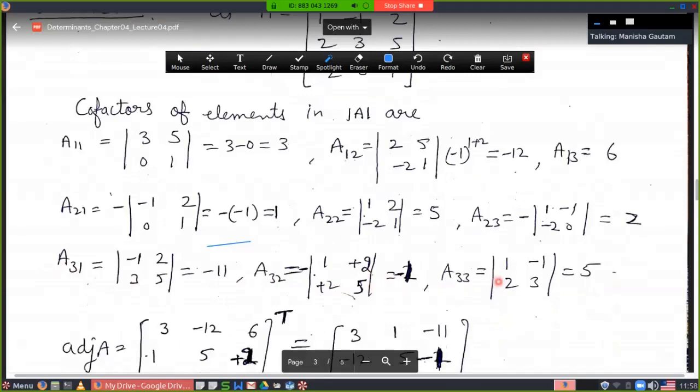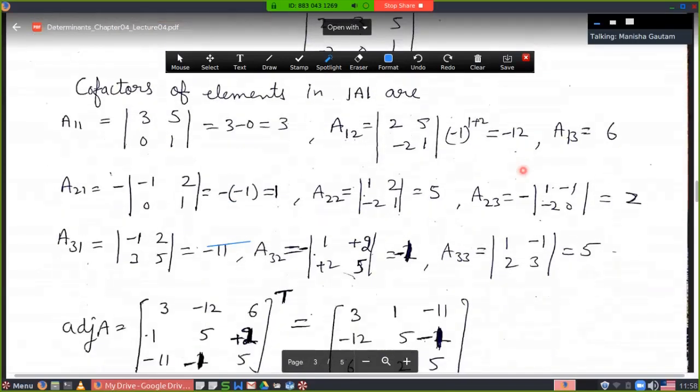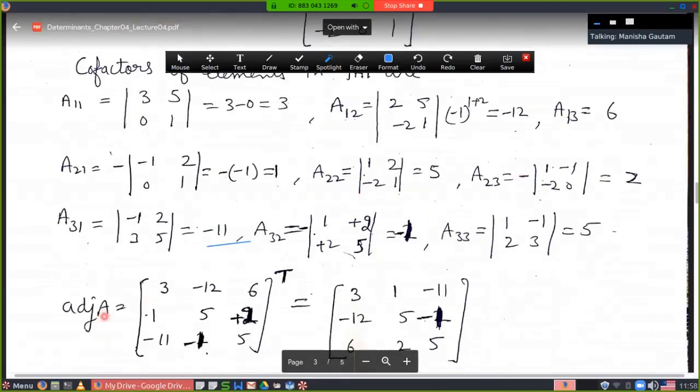Now for the adjoint, you have to replace each and every element of the given matrix by its cofactor. Now replace. Here I have written the adjoint of A. The first element is replaced by its cofactor, that is 3. The second is -12. Next is 6. Next is 1, 5, 2, -11, -1 and 5.